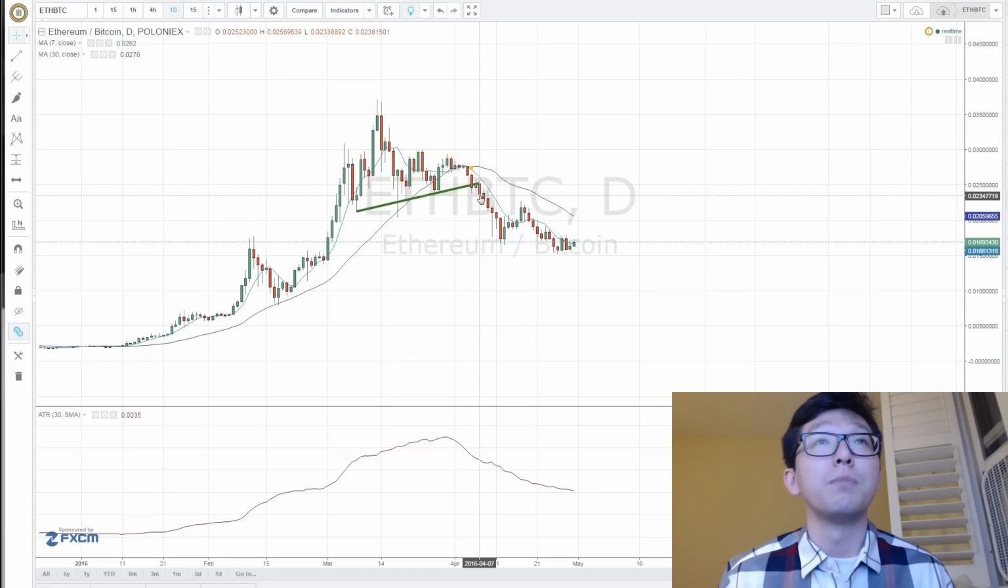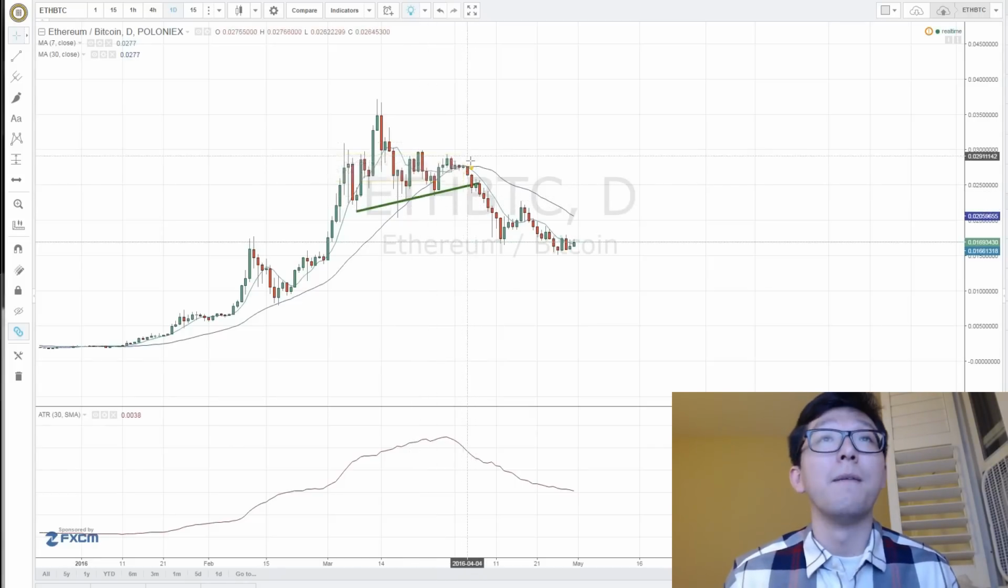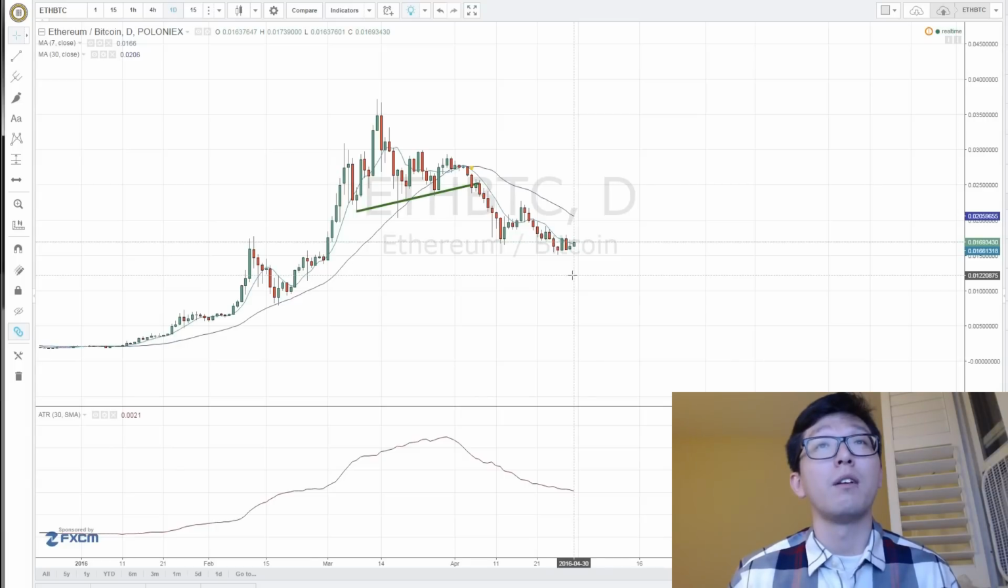And obviously, if it crashes below this trend line here, which I will go over, trend line is also interesting technical analysis, then it's in trouble. Effectively, as of today, the price is really choppy. You can see the volatility is still dropping here. So the enthusiasm for Ethereum has been dropping for quite a long time.